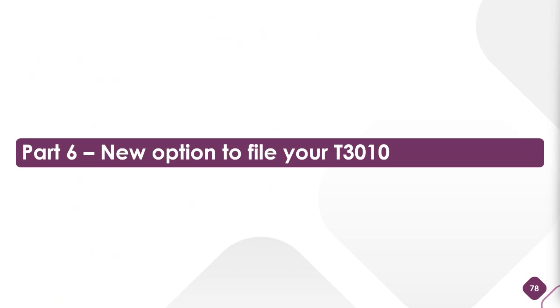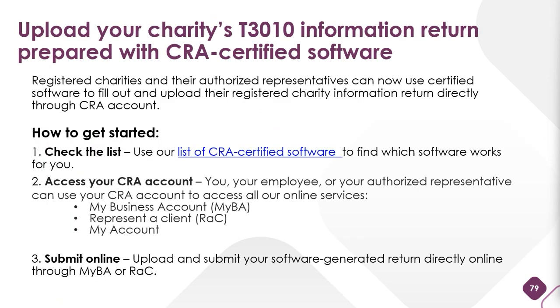In this part of the presentation, we want to give you more information about a new way to file your T3010. Since May, a new online filing option for your charity's T3010 information returns is now available. Registered charities and their authorized representatives can now use CRA-certified software to fill out and upload their registered charity information return directly through their CRA account.